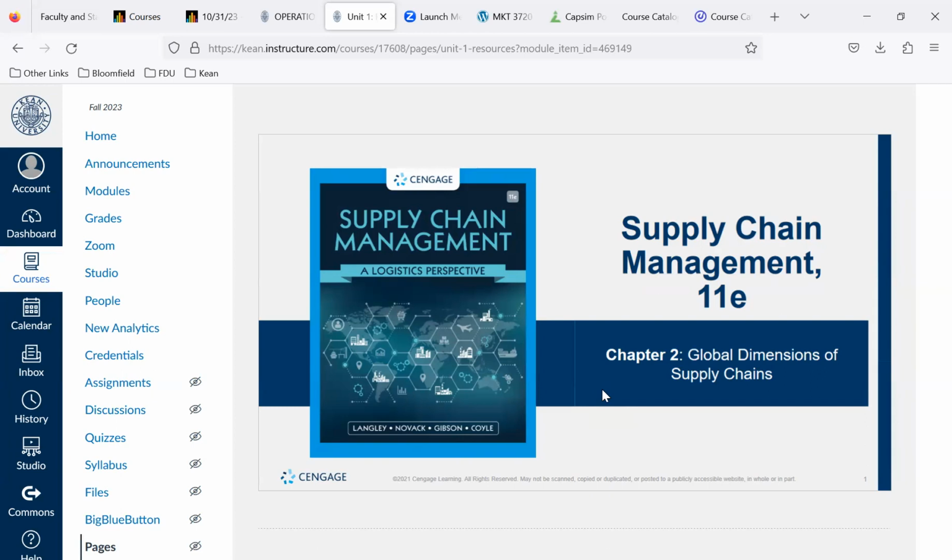Supply chain management is the planning and management of all activities involved in sourcing, procurement, conversion, and logistics management, as well as the coordination and collaboration with channel partners, including their suppliers, intermediaries, third-party service providers, and customers.